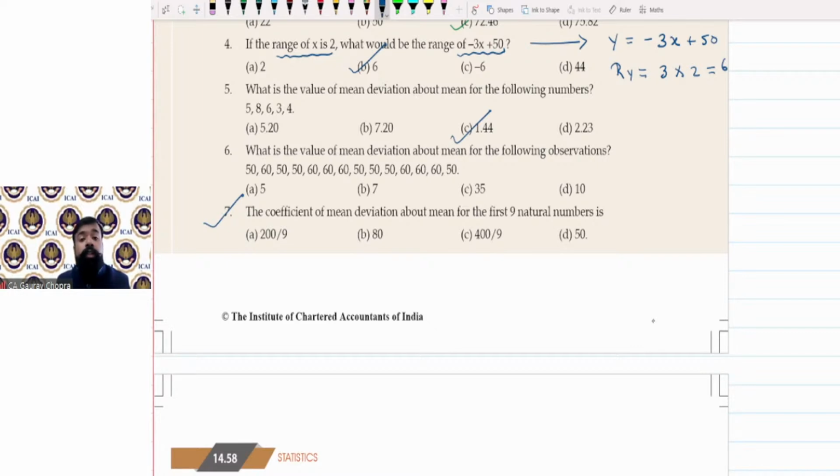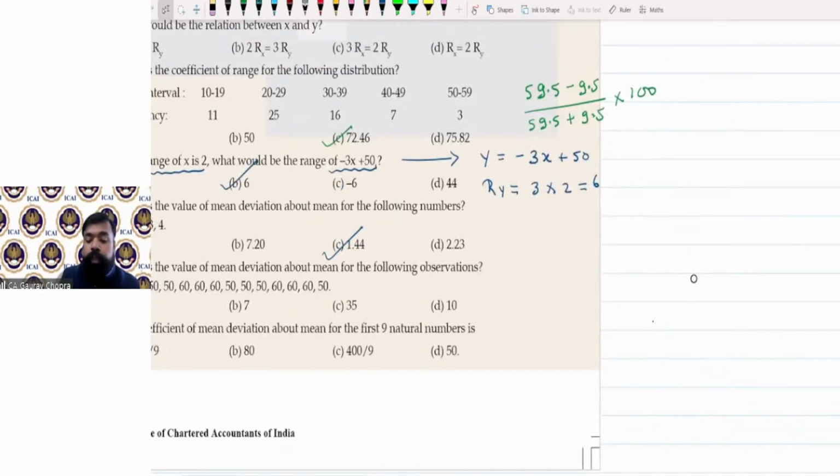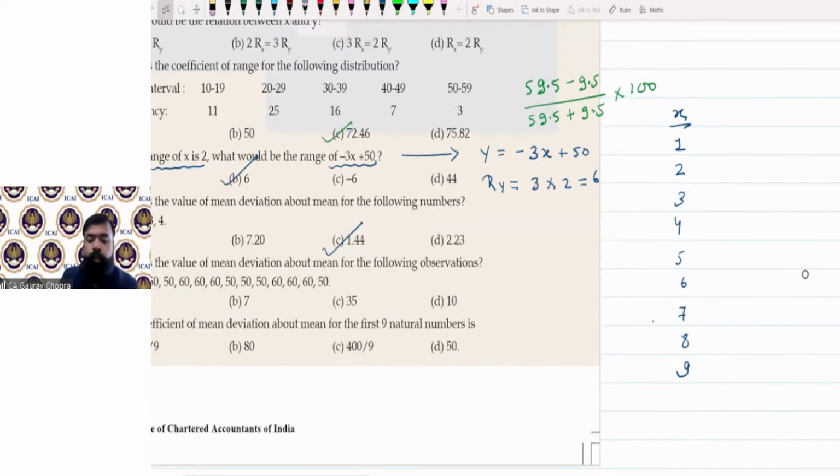So what are natural numbers? Natural numbers are those which start from 1, like 1, 2, 3, and so on up to n numbers. So here there are 9 natural numbers and we have to find mean deviation from mean. So let's write that: 1, 2, 3, 4, 5, 6, 7, 8, 9. So we require mean deviation from mean, so mod x minus x bar.